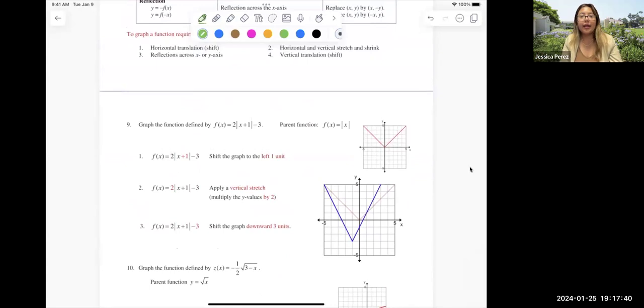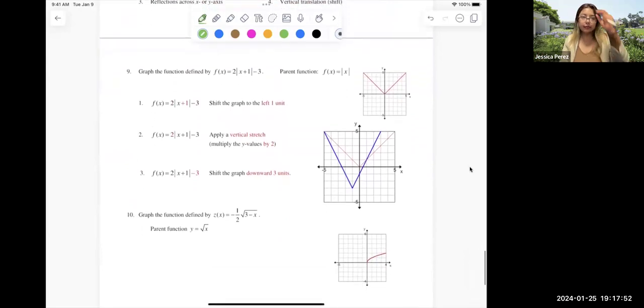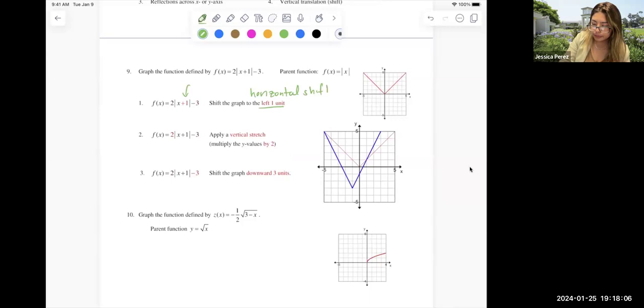Graph the function defined by 2 absolute value of x plus 1 minus 3, where we know that the parent function is the absolute value of x. If we look at number 1, just to be able to graph it, we begin by looking at our plus 1, which is a left. It's a horizontal shift to the left 1 unit.